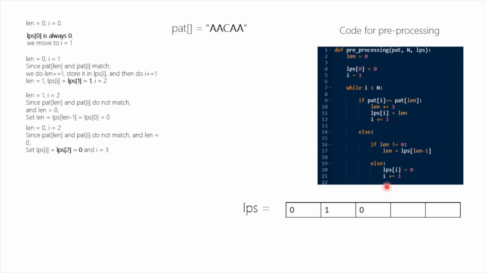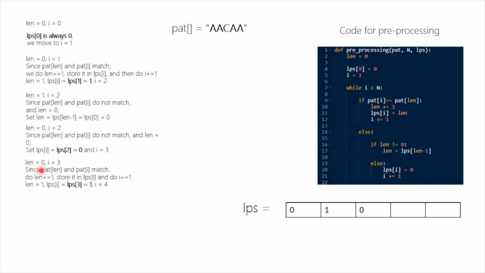For LPS at index 3, we'll consider the first 4 elements of the given string, AACA. The proper prefixes here are empty string, A, AA, and AAC. The proper suffixes here are empty string, A, CA, and ACA. Here, the common proper prefix and suffix are the empty string and A, the longest one being A. So, the value of LPS at index 3 should be 1.